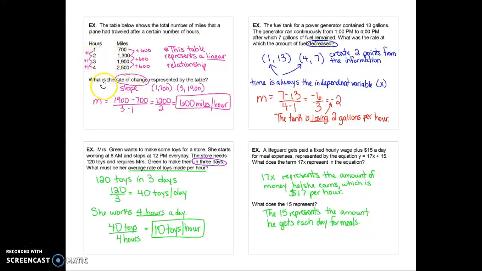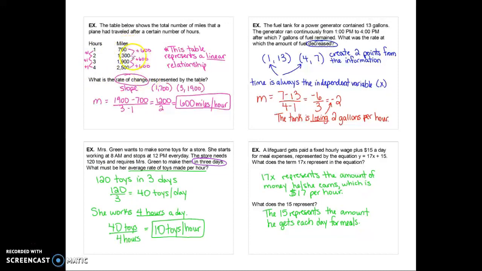Now I want to find the rate of change represented by the table. So I'm trying to find the slope here. Again, you can do this 2 different ways. You can pick out 2 points and calculate the slope, or you can think about the change in y compared to the change in x. Either way, and I have the work for both.